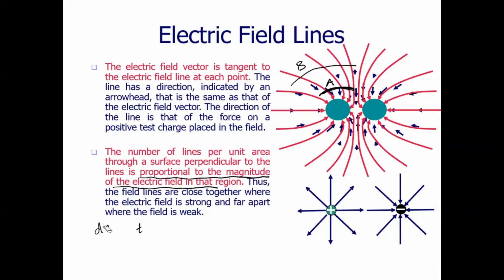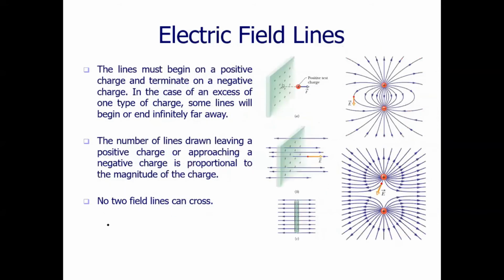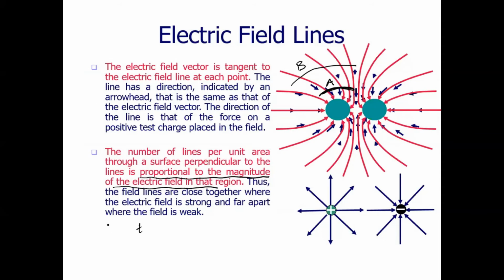Maybe I can also illustrate it here. If you draw a circle at this particular point, and another circle at this point, you can see that as you go outwards, the density of the lines becomes less, which means that the electric field is decreasing.